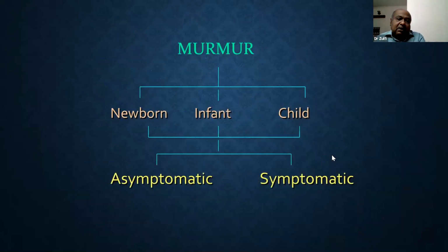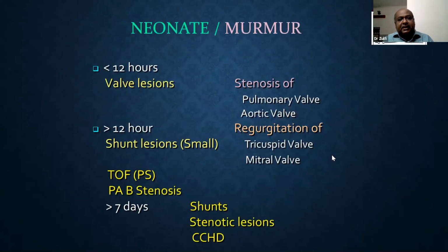So when you have a murmur in a newborn or an infant or a child, that particular person will be either asymptomatic or symptomatic. Look at the neonate, whether with symptoms or without symptoms. The usual murmurs within the first day would be valvular lesions, either stenosis of the semilunar valve or regurgitation of the AV valve. Then beyond 12 hours, maybe 1 day, you will have small shunt lesions, tetralogy-like conditions, etc. And later on, you will have regular shunts, stenotic lesions, and various congenital cyanotic heart diseases.